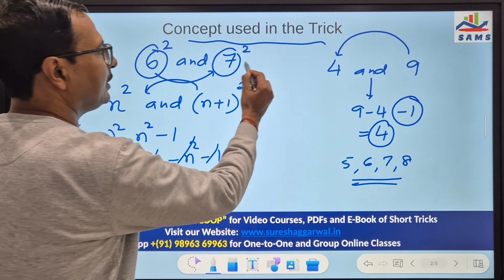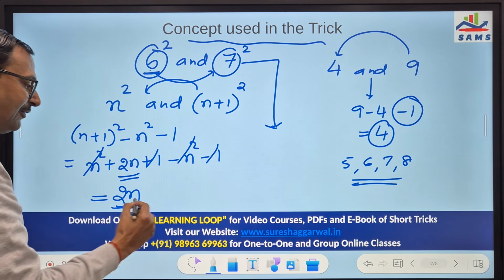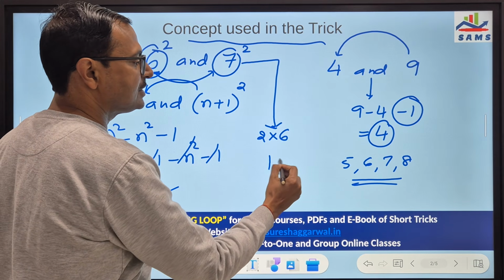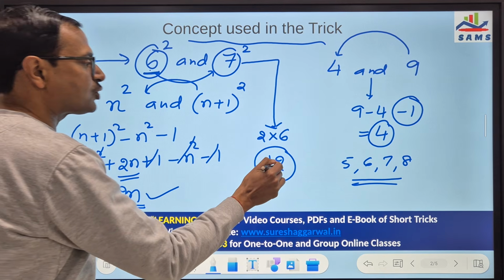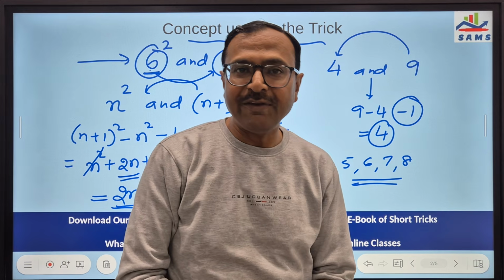Now in this example n was 6, right? So if I take 2n, that means 2 into 6, and that is 12. So my answer for this question will be 12 natural numbers lie between 6 square and 7 square. And you can actually verify that now.